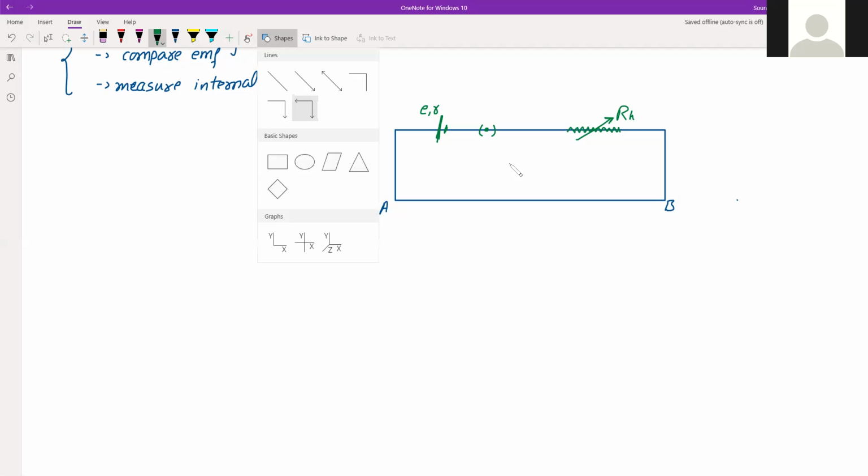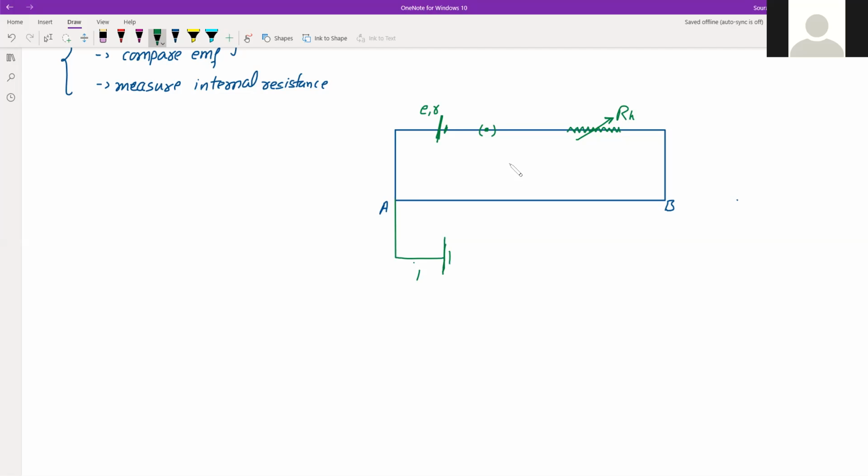Then the next part of this circuit starts from here. In this part, there is a cell here, again, whose EMF suppose is E, and then it is connected through a jockey and galvanometer to this wire. So again, this jockey will be used to slide the wire connecting galvanometer on that wire AB.